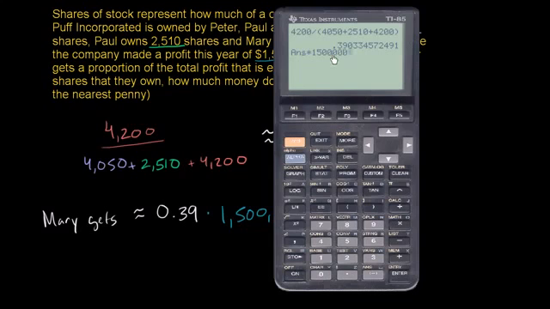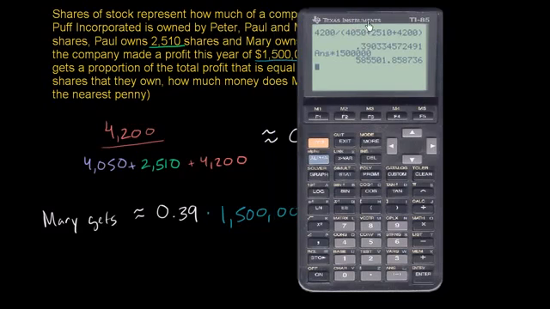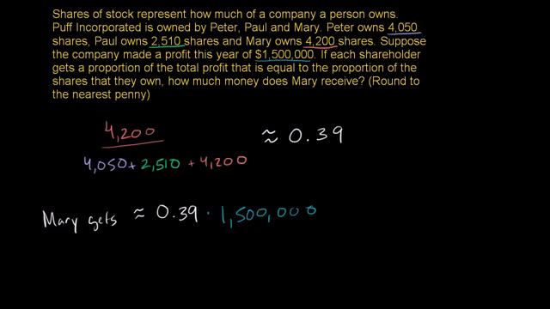That's $1,500,000. Got to make sure I have the right number of zeros there. And that gets us $585,501, and we need to round to the nearest penny, so 86 cents. So let me put that someplace where I can see it. This is going to be equal to $585,501, and if we round, 86 cents.